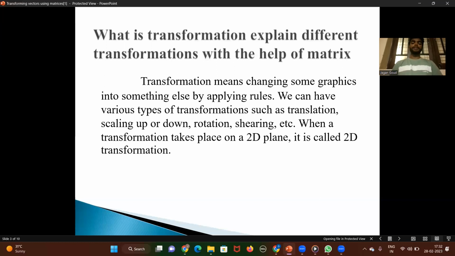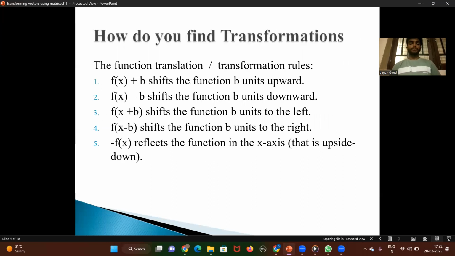What is transformation? Explain these different transformations with the help of matrix. Transformation means changing some graphics into something else by applying rules. We can have various types of transformations such as translation, scaling up or down, rotation, shearing, etc. When a transformation takes place on a 2D plane, it is called 2D transformation. How do you find transformations?